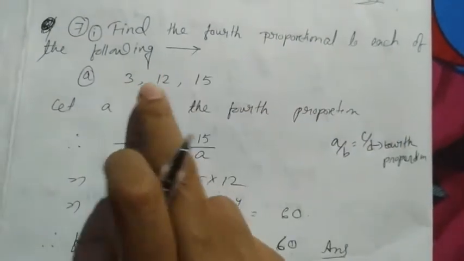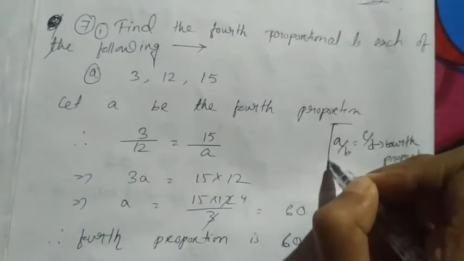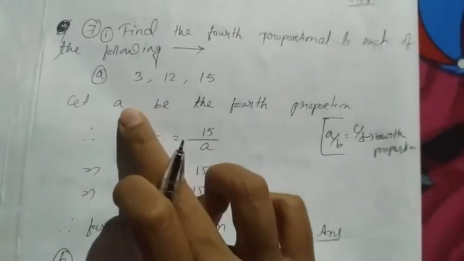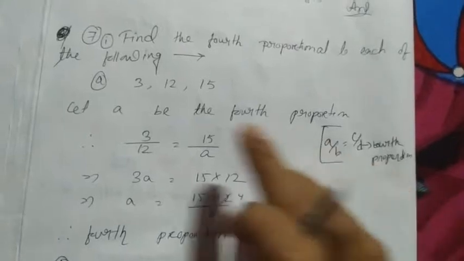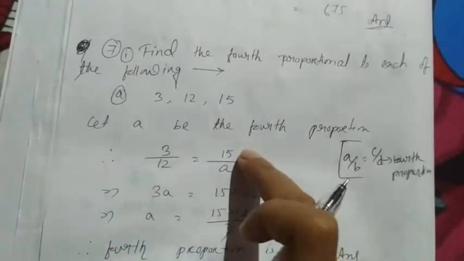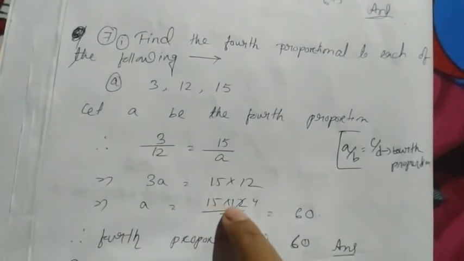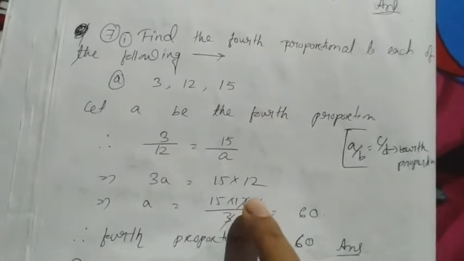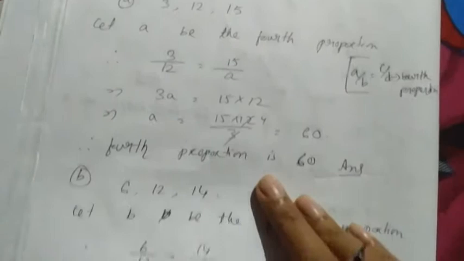Here the values of A, B, C are given, so you have to find the value of D, no? So here let it be A. It is the formula, and this is called the fourth proportion. Here I have taken A as the fourth proportion. So 3 by 12 equals 15 by A. So 3A equals 15 into 12. So A equals 15 into 12 divided by 3. So 3 times 4 is 12. So 15 into 4 equals 60. So the fourth proportion is 60.